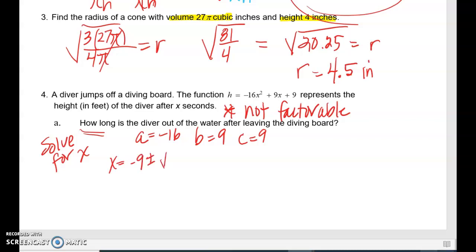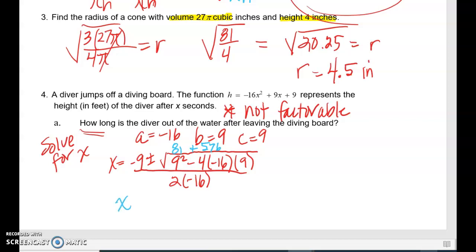-9 plus or minus the square root of b squared minus 4 times my a times my c, all of that over 2 times my a. Okay, so just going through and simplifying, I can do a little bit of this in my head. 9 squared is 81. And then I know here I've got a negative times a negative, which is a positive. 4 times 16 times 9 is going to give me 576.